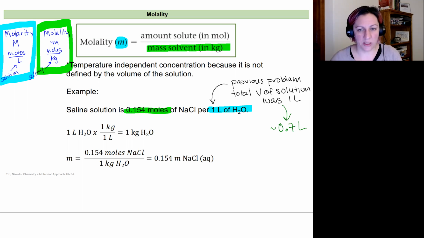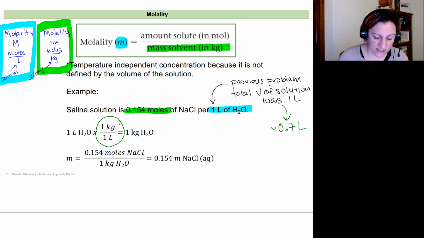So quick note. In this case, I'm using the 1 liter to simplify our calculation. So if we had a liter of water, we would need to use its density at the temperature to determine the number of kilograms we have. So here's actually our density right here.